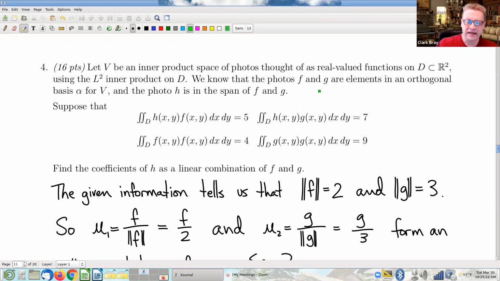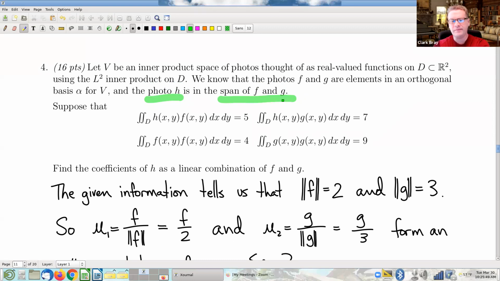So lastly, we're going to be thinking about a specific actual photograph that we're interested in understanding, in compressing, and we're going to call that photo H. The way we're going to understand H is by understanding it as being a linear combination of F and G. So I want to start off by assuming that the photo is in the span of F and G.